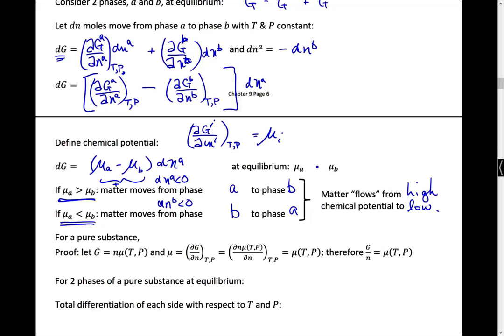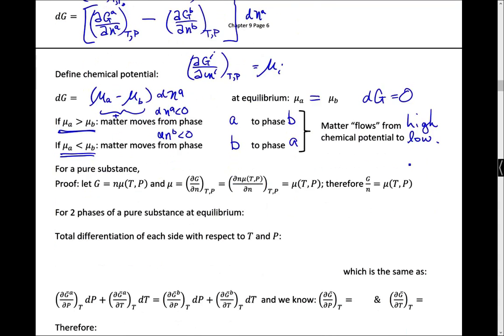So the final case for us to think about is if we're at equilibrium. If we're at equilibrium, we know that dG is going to be equal to 0, and that means that our chemical potentials have to be equal to each other. And so if there's no difference in potential, there's no driving force for matter to move from one phase to the other.